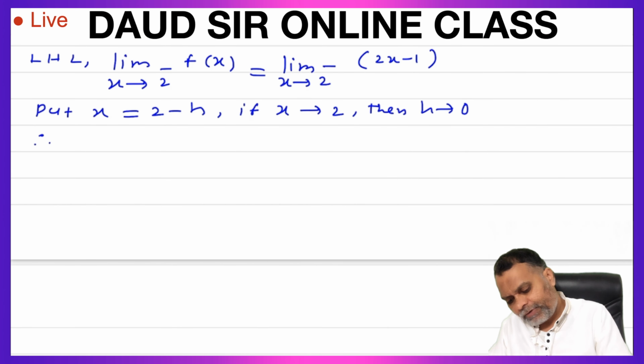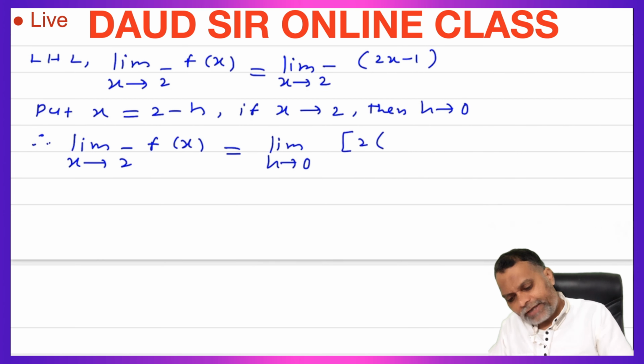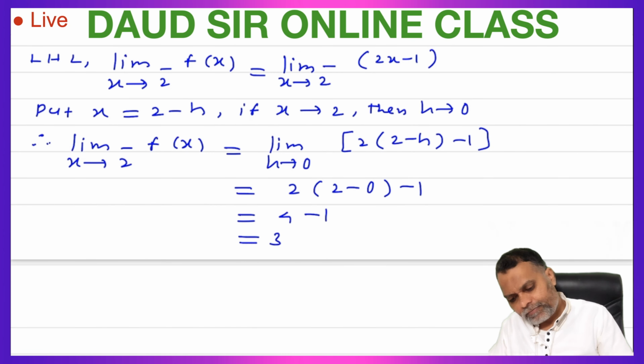Therefore, the left hand limit will become limit x tends to 2 minus f of x is equal to limit h tends to 0 of 2 into (2 minus h) minus 1. Put h is equal to 0: 2 into 2 minus 0 minus 1, 2 twos are 4 minus 1, that is 3.